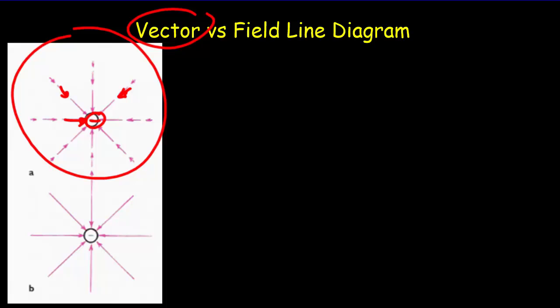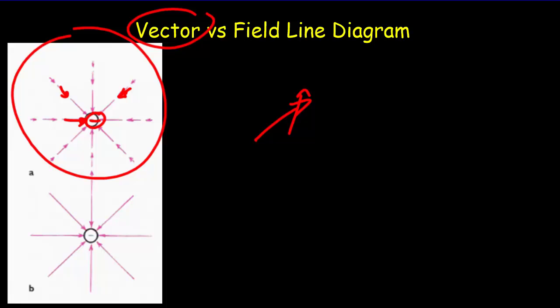Now, we don't usually use the vector representation, and the reason is that these vectors start crossing each other and our diagrams will become hopelessly confusing. So we don't generally use these vector diagrams. What we prefer to use is a field line diagram. A field line diagram doesn't give us quite as much detail, but it gives us a nice overall picture of what's going on with the field.